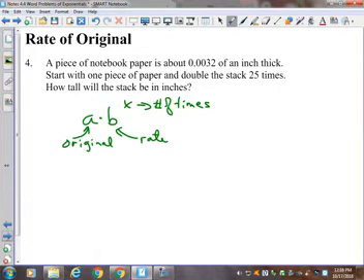A piece of notebook paper is only 0.0032 of an inch thick. Wonder what they measured that with. It's not like I can hold it up next to my ruler and see that it's that thick, right? Must have to have a special tool to measure something that thin. That would be A.